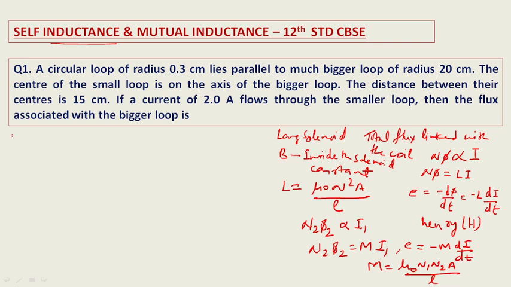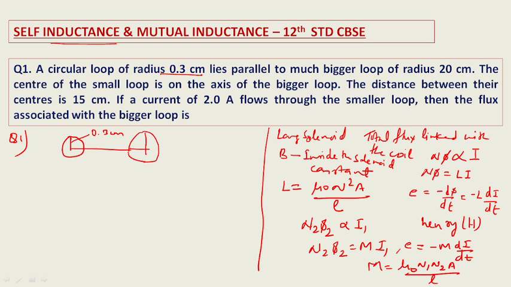Let us go for solving question number 1. Here it is given a circular loop of radius 0.3 centimeter, which lies parallel to a much bigger loop of radius 20 centimeter, with the same center line. The radius 20 centimeter can be written as 20 into 10 power of minus 2 meter, and 0.3 centimeter as 0.3 into 10 power of minus 2 meter.